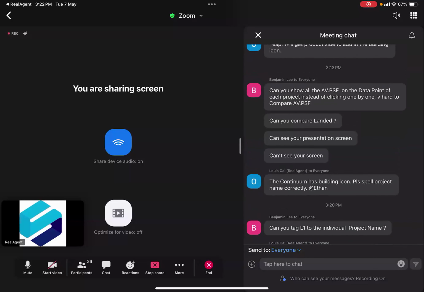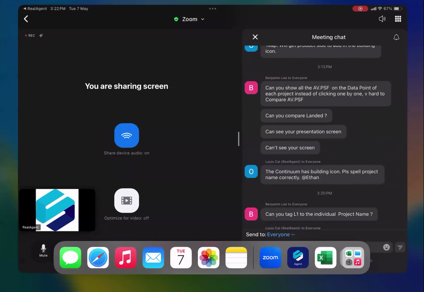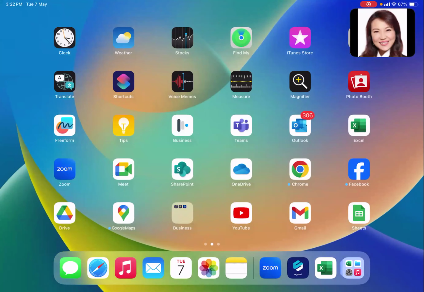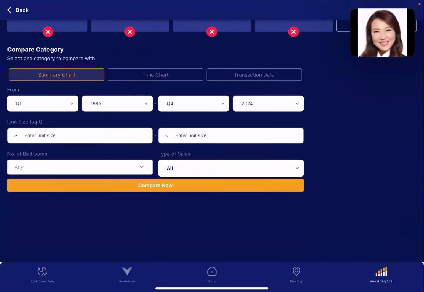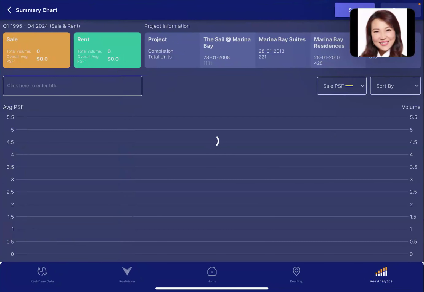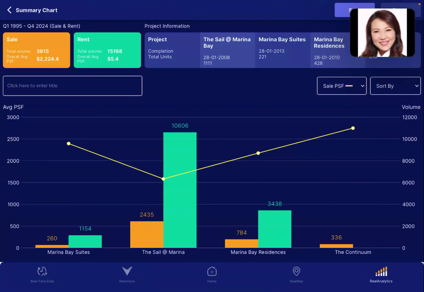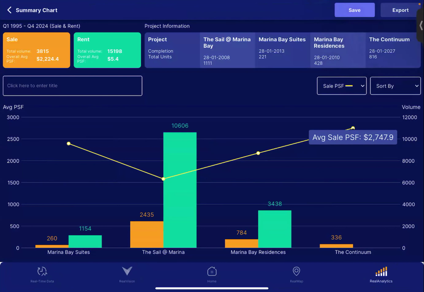Very hard to compare average PSF. Wait, this one I never tried before. Let me try. You're talking about summary chart. You're talking about these dots, right? Currently, I think cannot show all at this moment. You have to click on it to see.